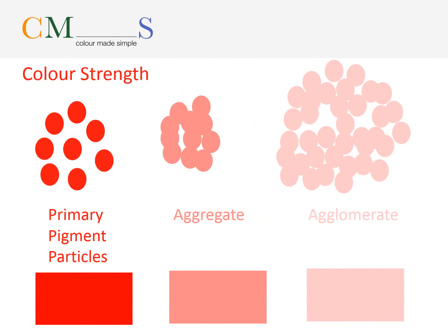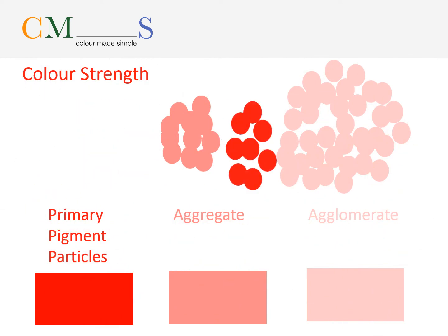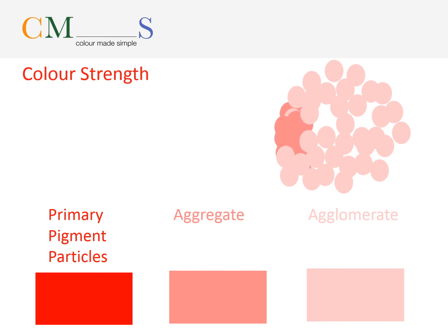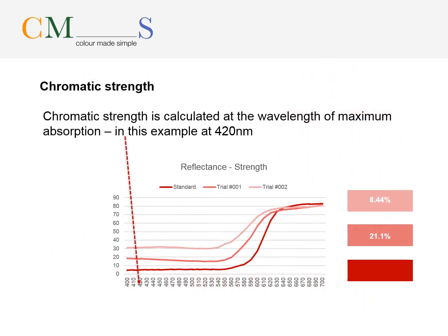Having fine milled the pigment aggregates down to the primary pigment particle size, the last thing you want is for those pigment particles to re-agglomerate, losing colour strength. In this case, the chromatic strength is calculated at 420 nanometers, the wavelength of maximum absorption.